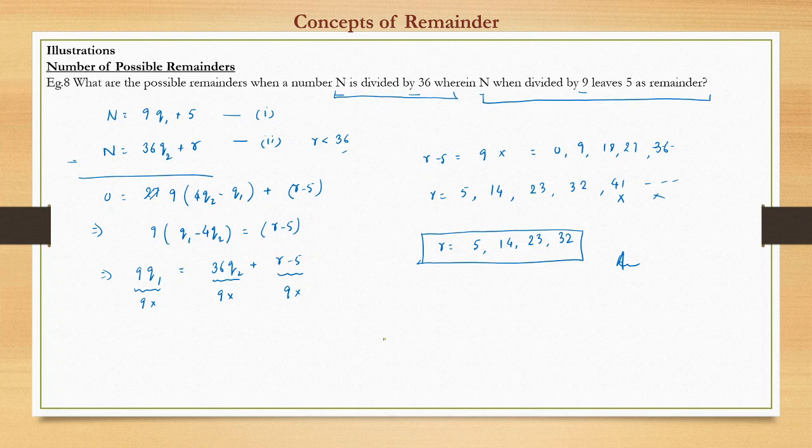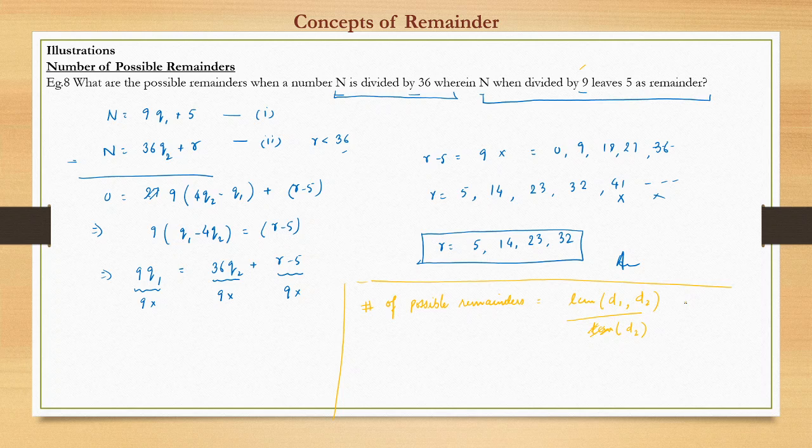Had the question been just to find the number of possible solutions, so one way is to find the number of possible remainders, which is nothing but the LCM of the two divisors 9 and 36, LCM of divisor 1 comma divisor 2, upon the lower divisor, whichever is smaller. So here D2 is smaller, sorry, not LCM, only D2.